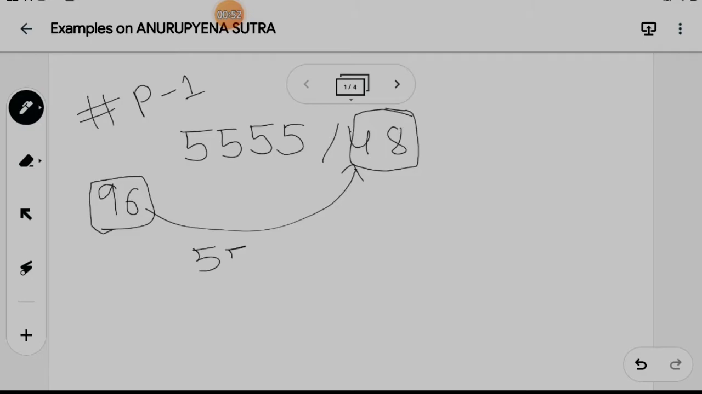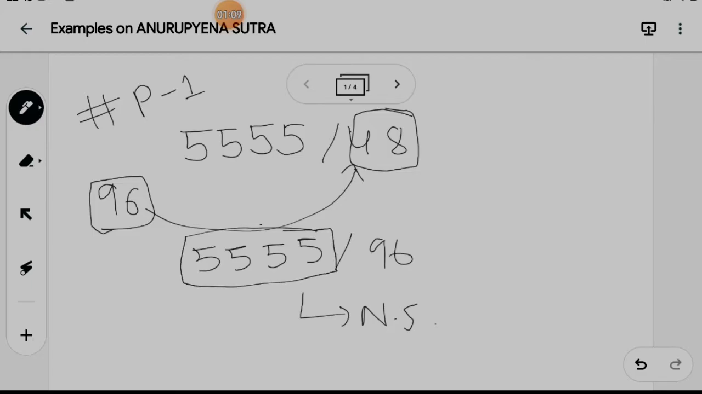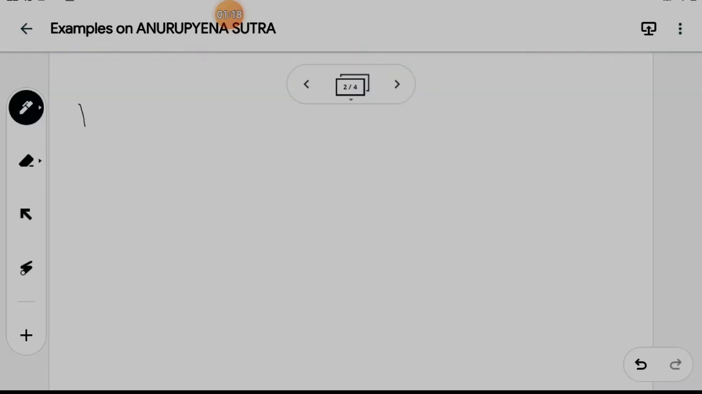So 5555 divided by 96 must be solved using Nikhilam Sutra. As the first two rules of Nikhilam Sutra state, divide the dividend part into two parts, that's the quotient part and the remainder part. This will be our remainder part and this will be our quotient part. Next, we're supposed to calculate the deficiency that's basically obtained by the power of 10 the divisor is close to minus the divisor, and the deficiency is supposed to have the same number of digits as that of the divisor. So you'll be getting 04 here.